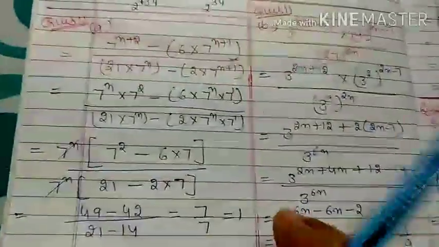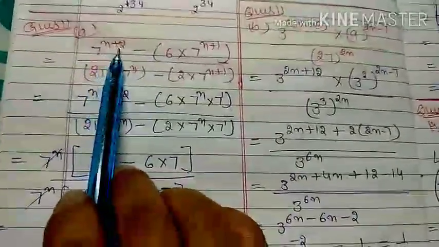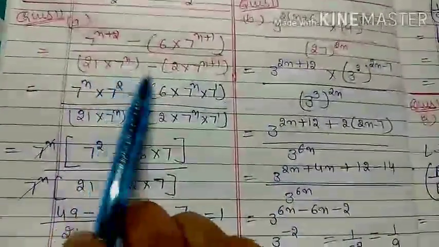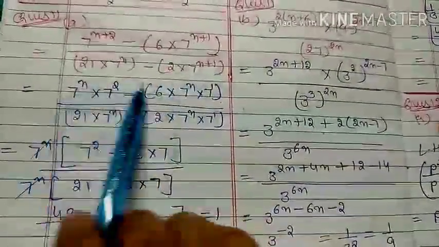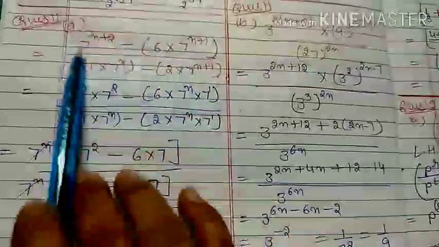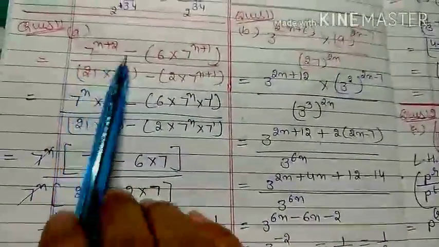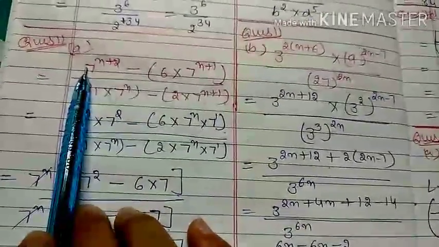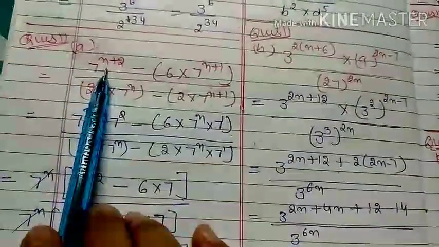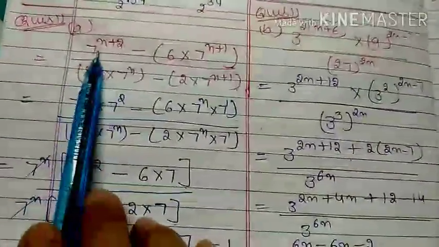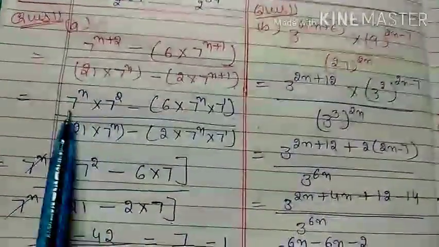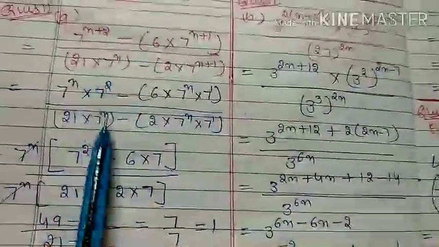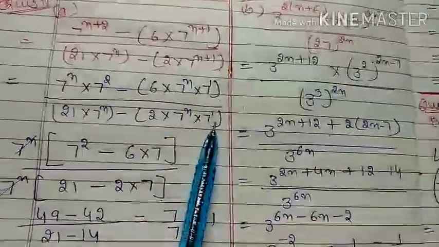Now in 11th question, if there is a condition 7^(n+2) minus 6 into 7^(n+1), divided by 7^n minus 2 into 7^(n+1). So first thing you have to open the 7^(n+2) in the opposite of the power, because what you do, if base is same, you add the powers. Now power addition is given, you have to separate the bases. Here like 7^(n+2), I separate 7^n into 7 square, 7^n into 7^1. 7^n already is there and 7^n into 7^1.